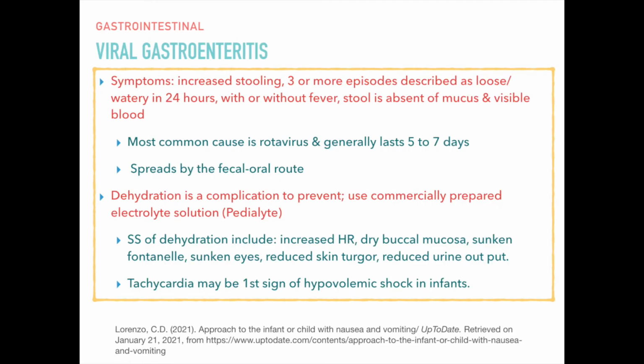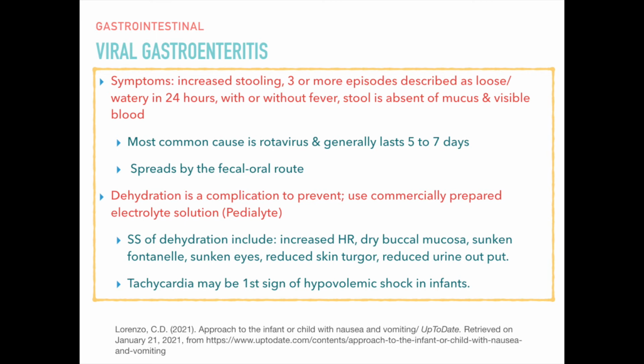The most common cause for viral gastroenteritis is going to be rotavirus, and this generally lasts about 5 to 7 days. Symptoms include an increased amount of stooling, usually 3 or more episodes, described as loose or watery in 24 hours, with or without fever, and the stool is absent of mucus or visible blood. It's spread by the fecal-oral route, and dehydration is going to be the complication that we really want to focus on preventing. So we'll want to encourage things like Pedialyte or a quote-unquote commercially prepared electrolyte solution.